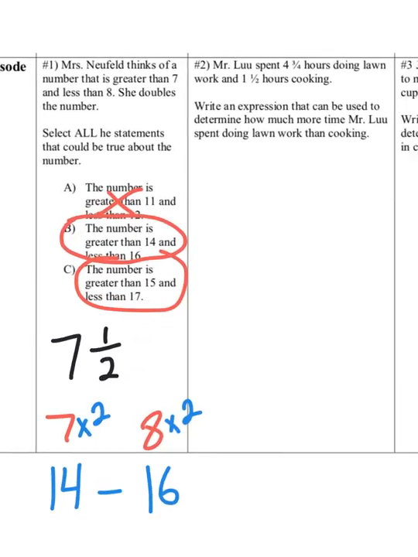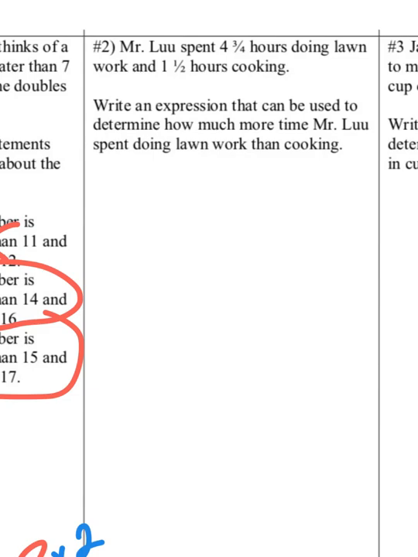For number 2, it says Mr. Liu spent 4 3/4 hours doing lawn work and then 1 1/2 hours cooking. Write an expression that can be used to determine how much more time Mr. Liu spent doing lawn work than cooking. So it's subtraction because it says how much more. So now it's 4 3/4 minus 1 1/2.